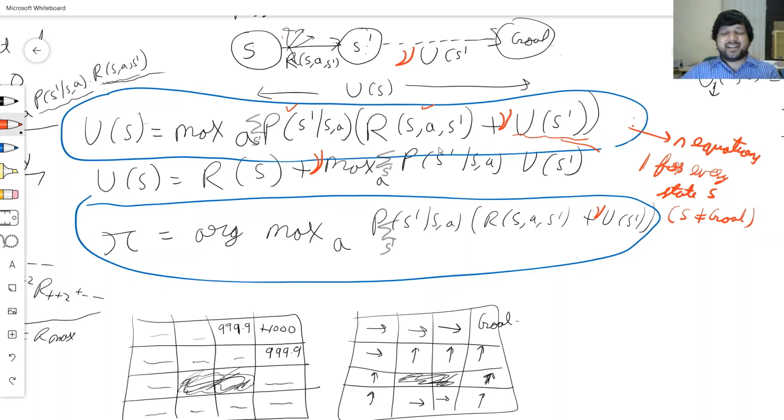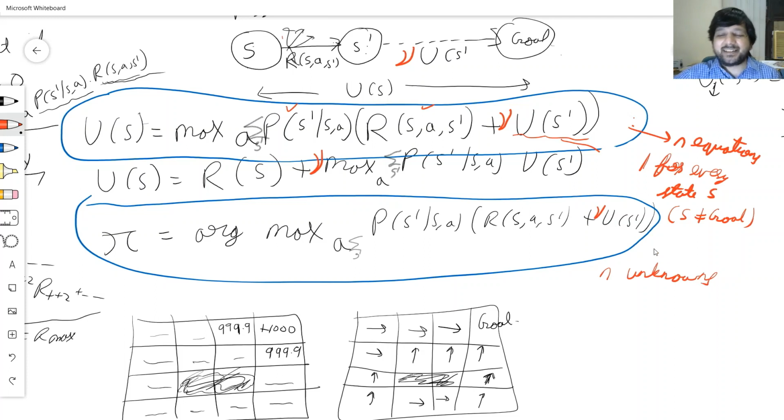Sometimes people ask, does that mean obstacle? No, obstacle is not a valid state. It's not a part of the state space. So all states, when I say n states, I mean that there are n obstacle-free states excluding goal. Every state will have one equation like this, so there are n equations and there are n unknowns.